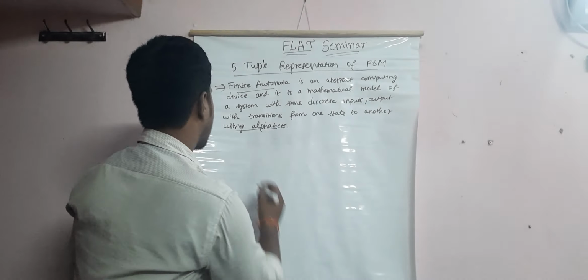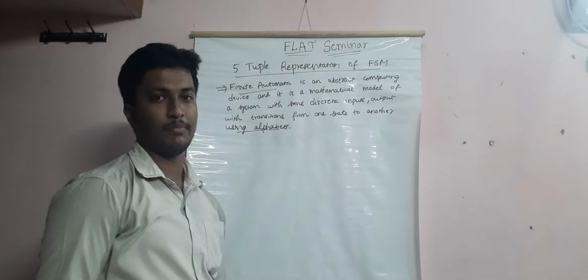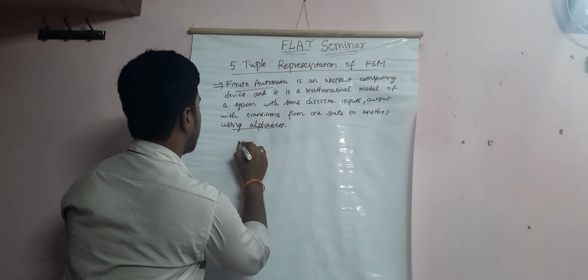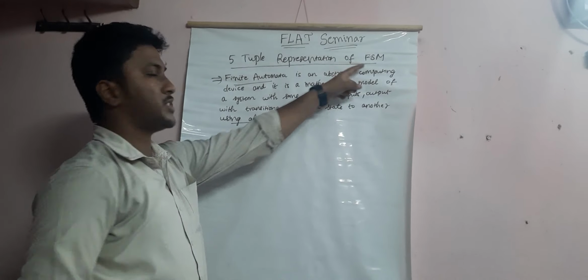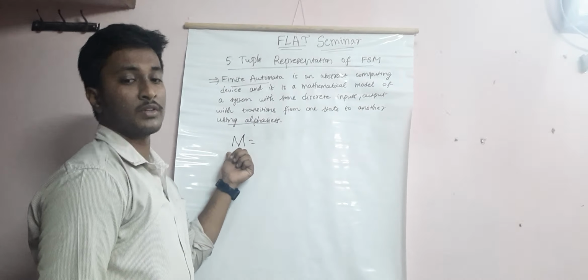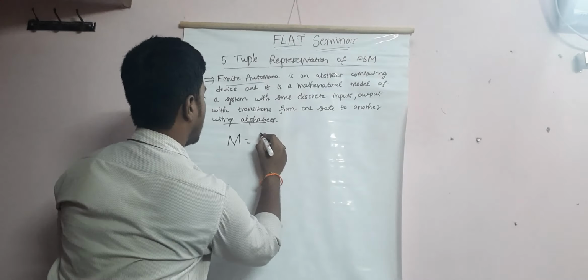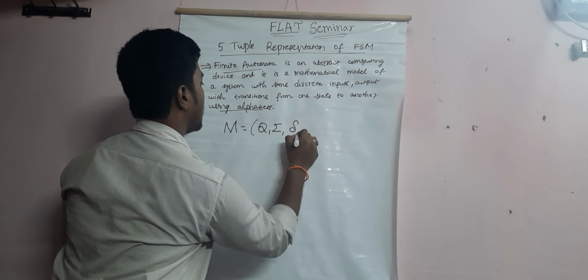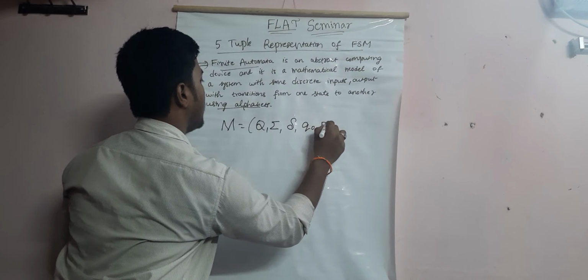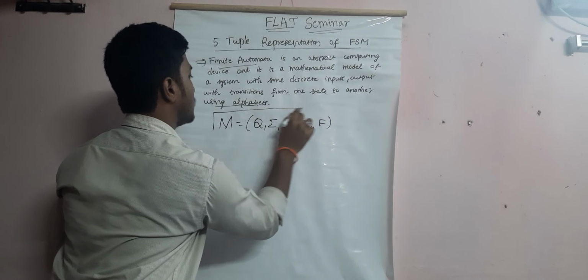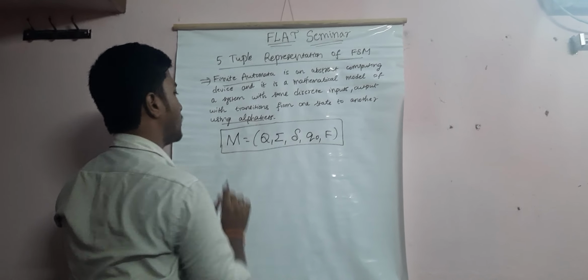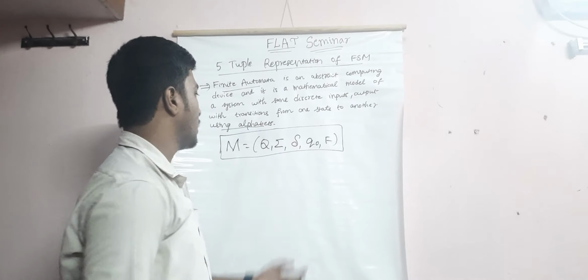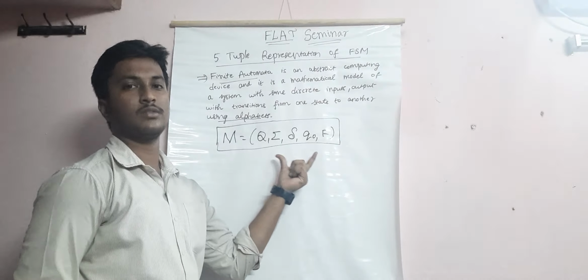Now I will describe the finite state machine 5-tuple representation. So let us see in short. Finite state machine is represented as capital M and it has 5 components: Q, sigma, delta, Q0 and F. So this is known as 5-tuple representation of finite state machine. Now I will explain each term briefly.